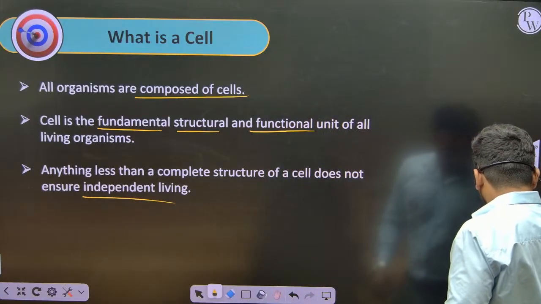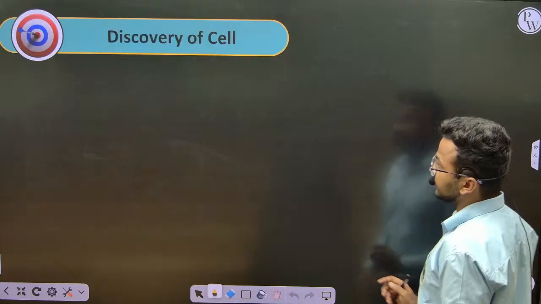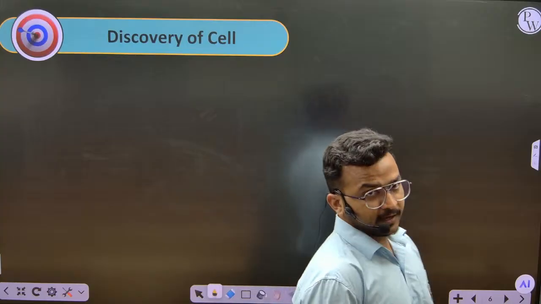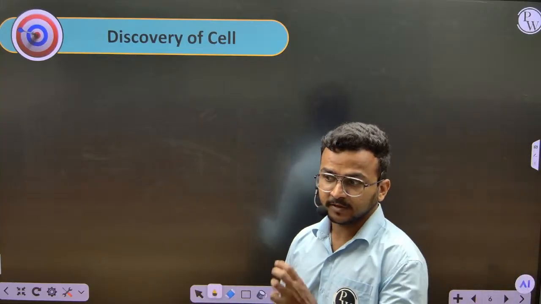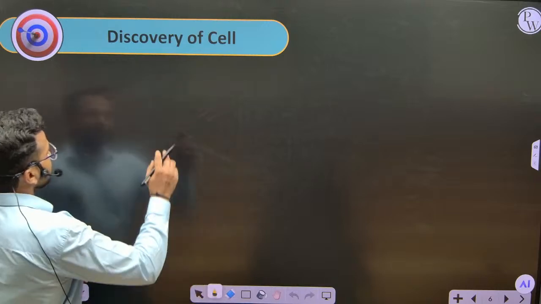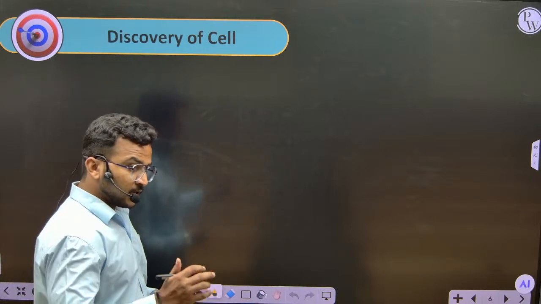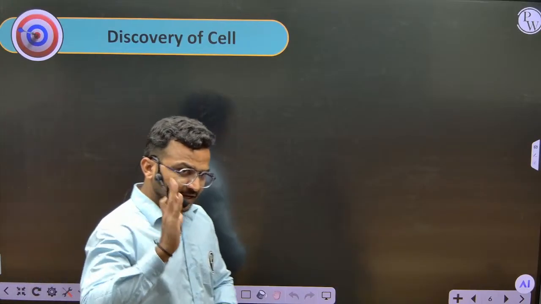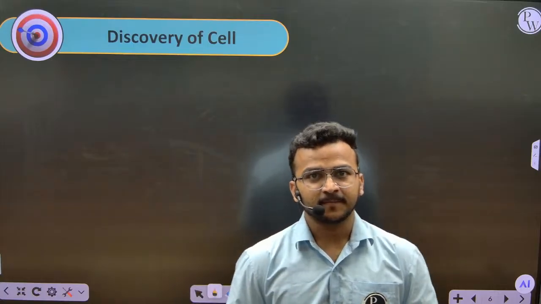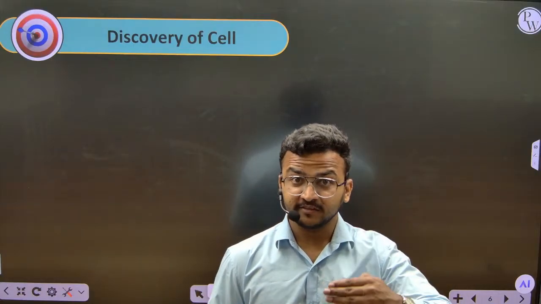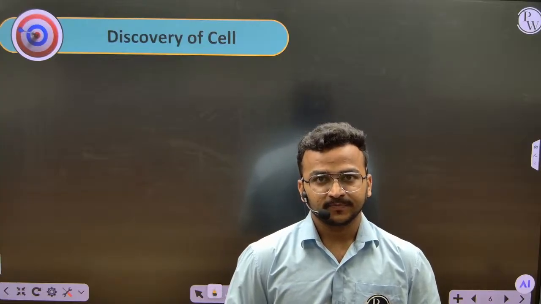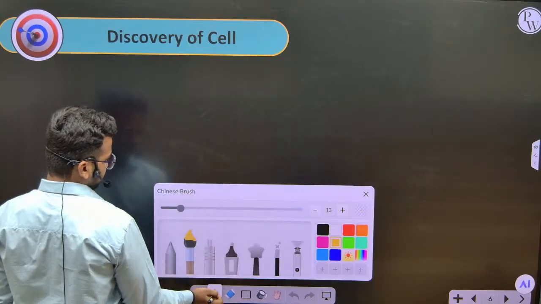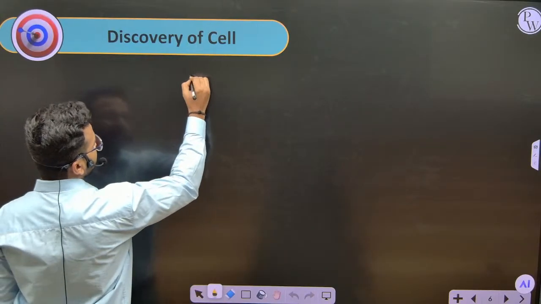Next we will be seeing some things related to the cell, the discovery of the cell. Who are the scientists, and how many were involved in this discovery of the cell? We will be seeing that. Before this also you might have learned, so just recall who discovered the cell. For instance, I will give one example. For him, cells were observed like this.